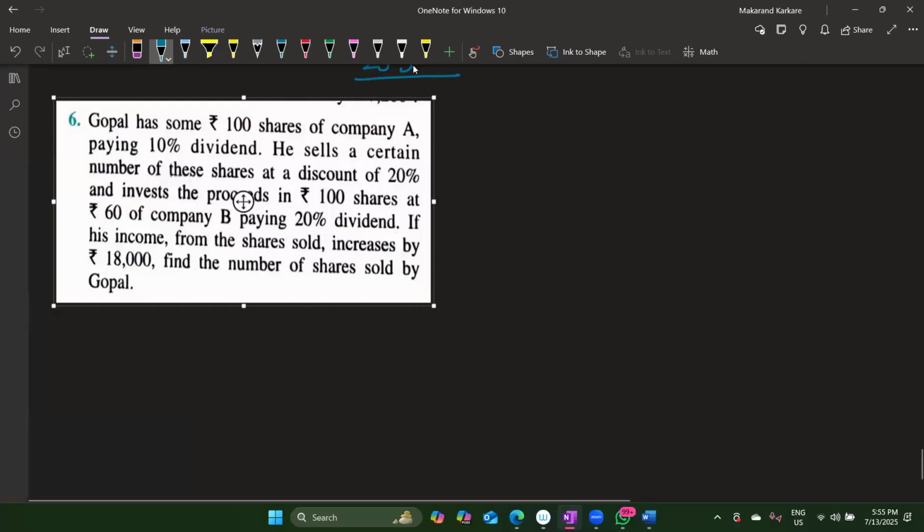Sir, so when he sold some of the shares of company A, what should we take the market value as? He has given it, right, sold at 20% discount.